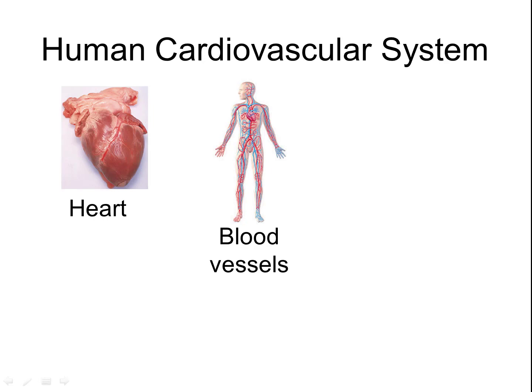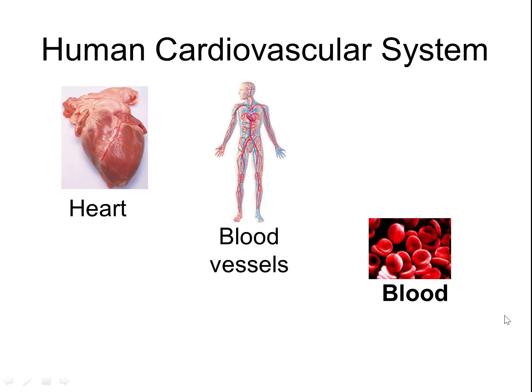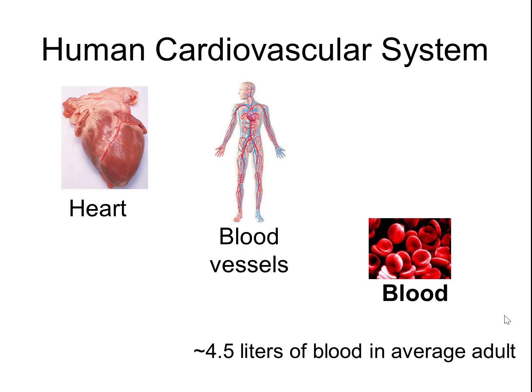Continuing on with the cardiovascular system, we've already covered the heart and the blood vessels. So our last topic to cover is going to be the blood. Now let's try and guess how much blood we have in the average adult body. Turns out to be about 4.5 liters.